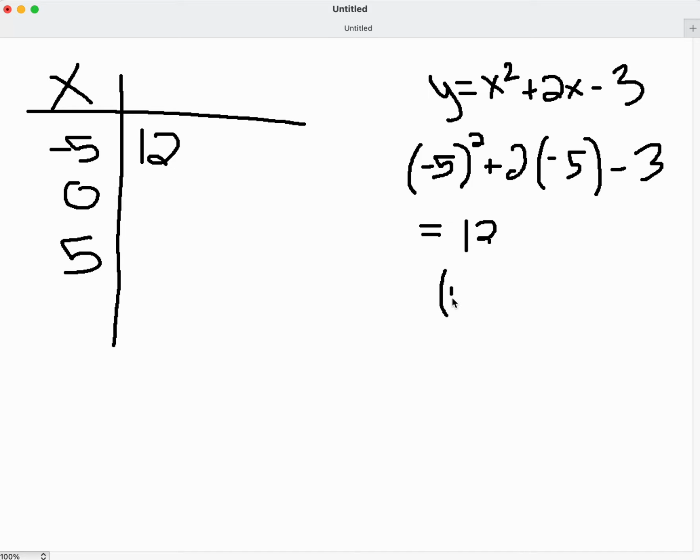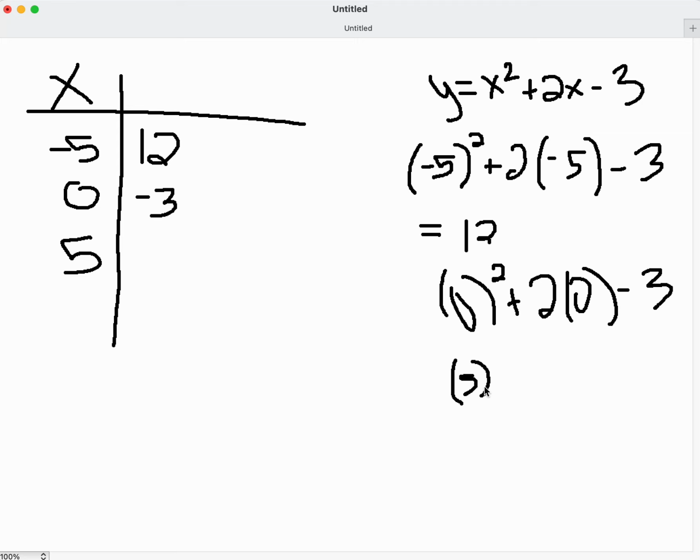Then if I plug in 0, I get 0 squared plus 2 times 0 minus 3, which is going to be -3. And then when I plug 5 in, I'm going to get 5 squared plus 2 times 5 minus 3, so that would give me 27 roughly.